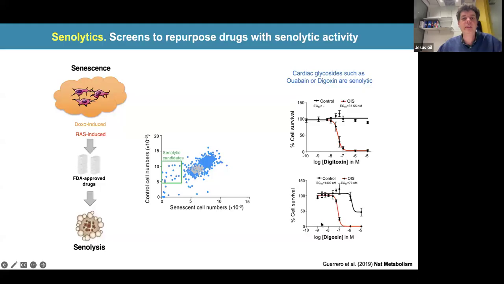So these are drugs that have been used for treating patients with arrhythmia for many years. Even if they are not used so much now or not at all now, there are hundreds of thousands, if not millions, of patients that have been safely taking these drugs. So potentially they can be repurposed in the clinic. The data that I'm going to show you is with ouabain, another member of this cardiac glycoside family, which works the same way.